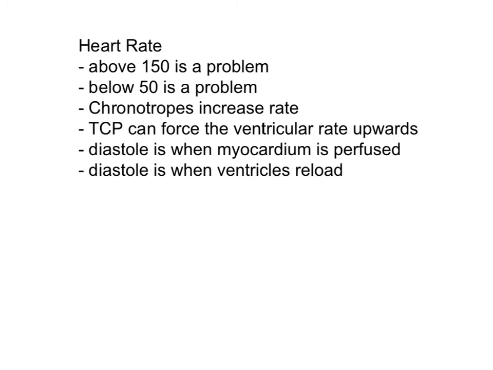Diastole, when the heart is relaxed, not pumping, is when the myocardium has a chance to perfuse itself. And so myocardial perfusion is a key thing, and that's one of the issues with heart rates above 150. There simply isn't enough time for that ventricle to get its blood supply. And also during diastole is when the ventricles reload, when the ventricles fill with blood to pump out. So heart rate impacts our cardiac output, and that helps us with perfusion.